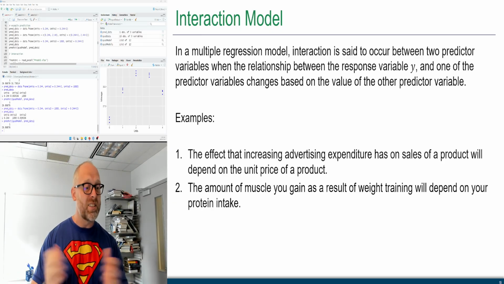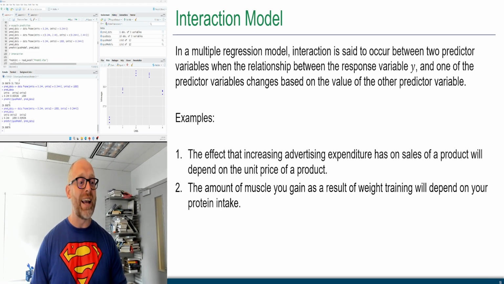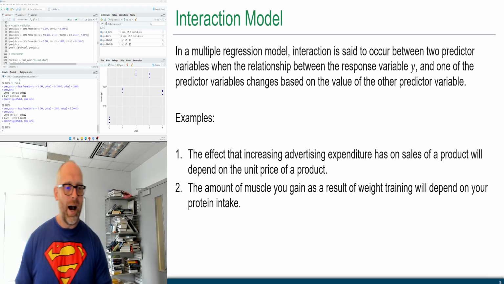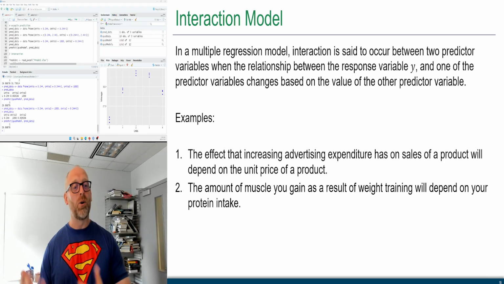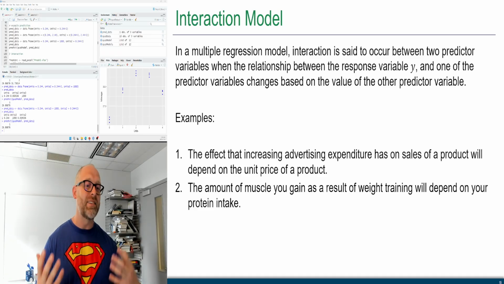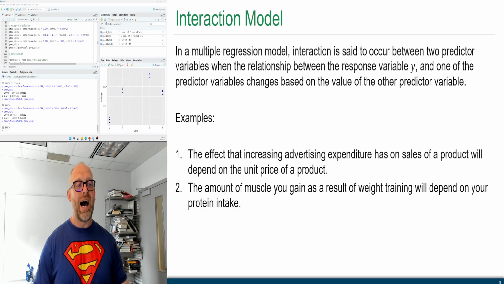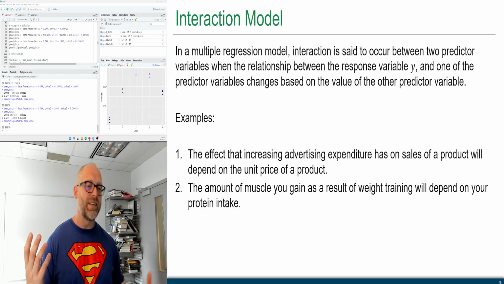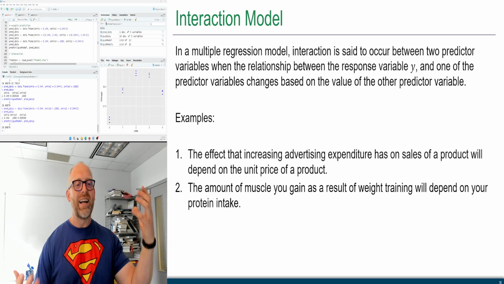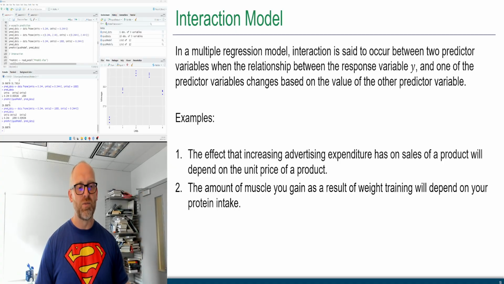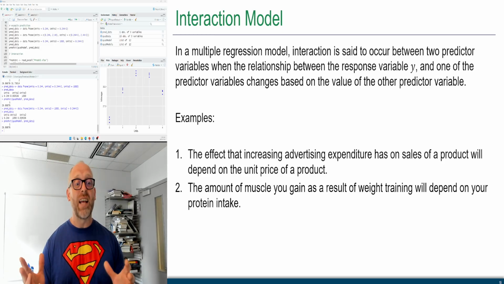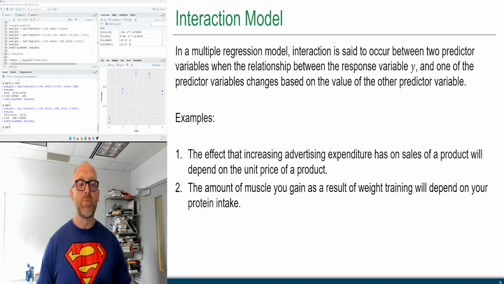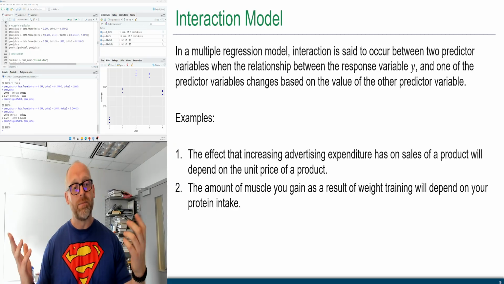That's the first example. So the second example here, the amount of muscle you gain as a result of weight training will depend on your protein intake. So in order to build muscle, you need protein to be able to do so. But again, same idea. There's kind of this point of no return. If you work out too much, too little protein, too much protein, not enough working out. Again, there's that nice little balance in there. So one is definitely going to affect the other. We're going to stick with the first example here. We're going to run through this one because, well, I already have the data for this. So that's what we're going to be using for this example.